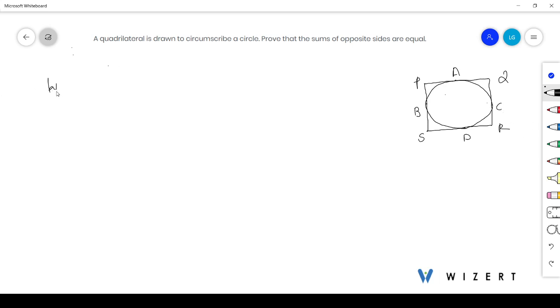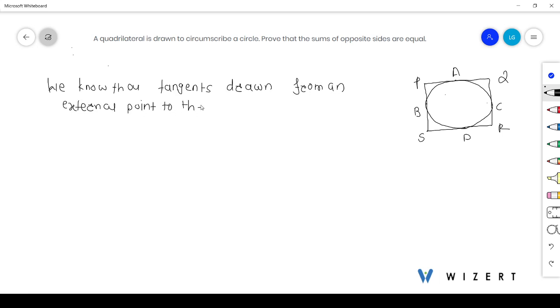We know that tangents drawn from an external point to the circle are equal.